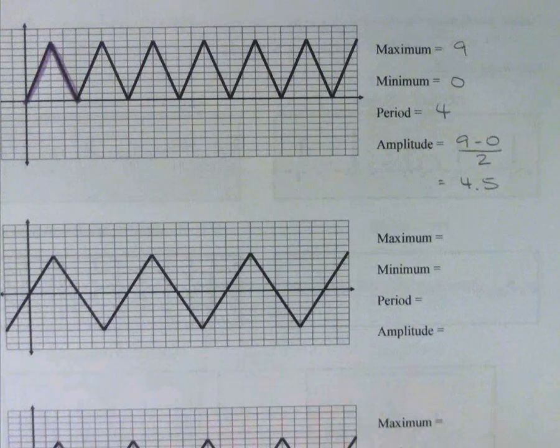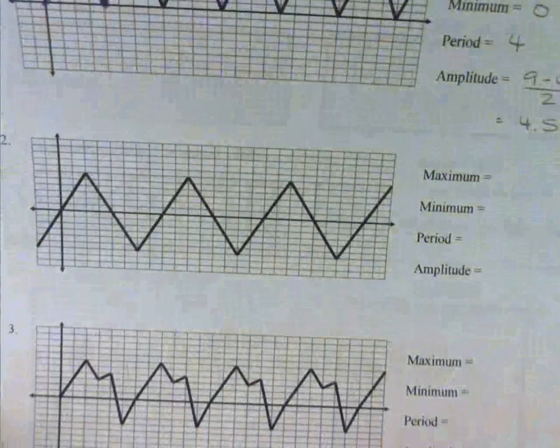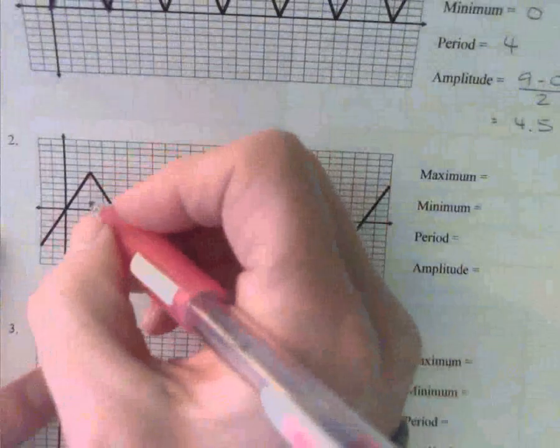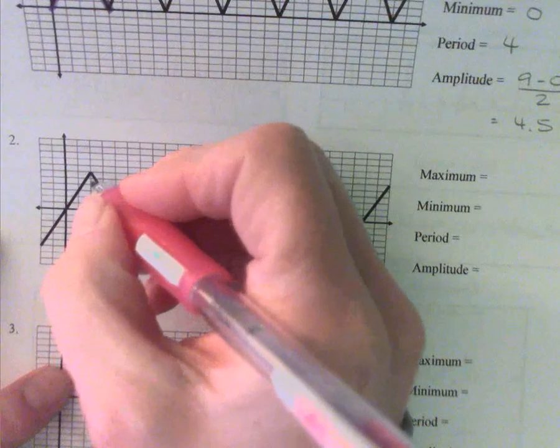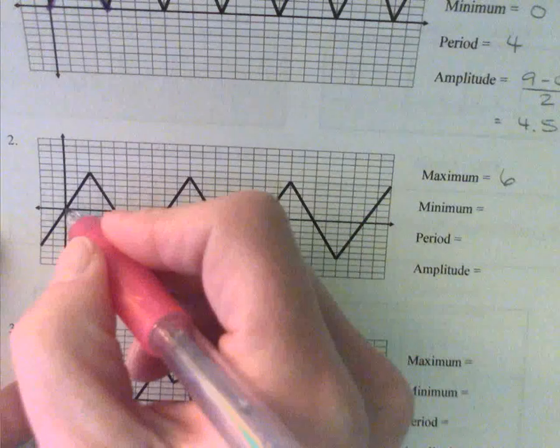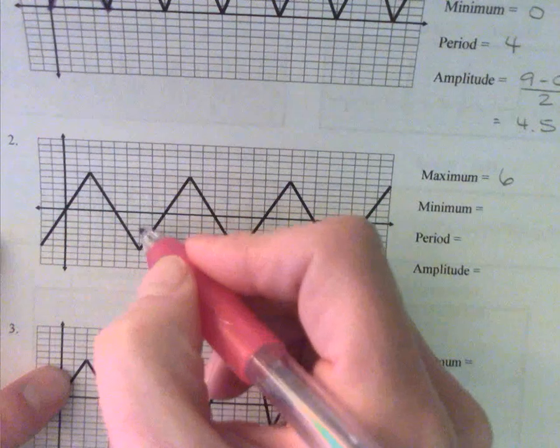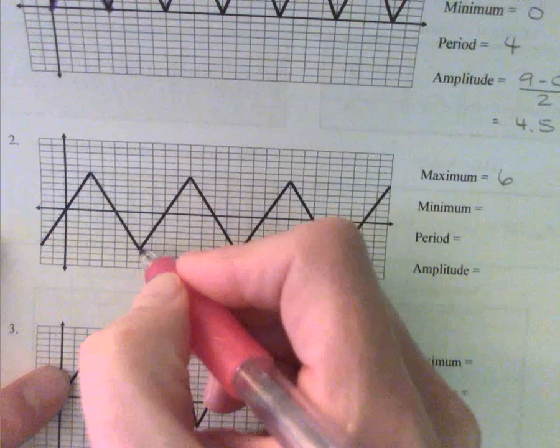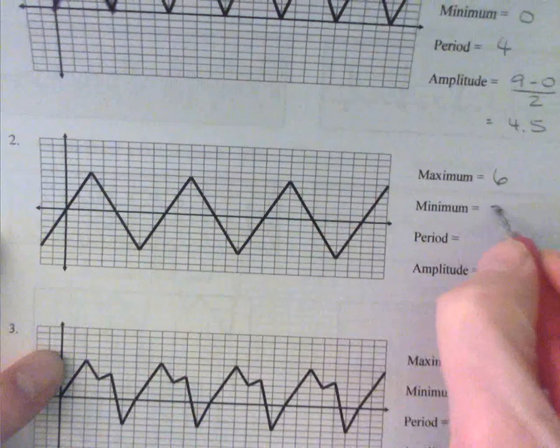If I look at the next one, so the maximum, I'm going to count 1, 2, 3, 4, 5, 6. The minimum, how many down? 1, 2, 3, 4, 5, 6 as well. So the minimum is minus 6.